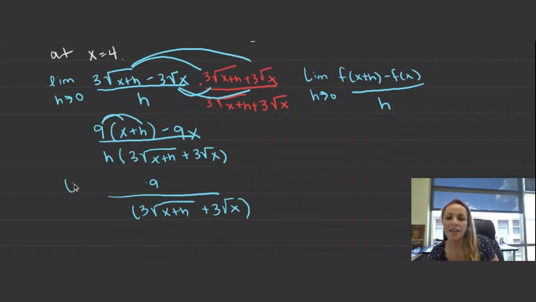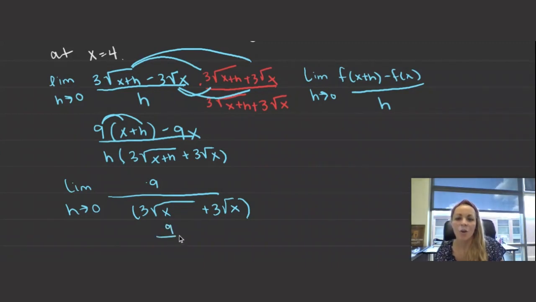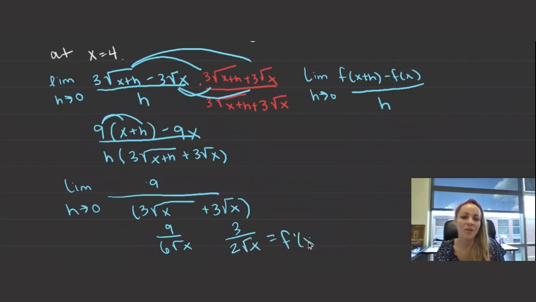Now I can apply the limit as h approaches 0 because I've dealt with all the algebra. So I am going to plug in a 0 right here. Let's go ahead and erase that as well. And so now I have 9 over 3 square roots of x plus 3 square roots of x, which is 6 square roots of x. And this simplifies to 3 over 2 square roots of x. This right here is the derivative. This is the slope function. We've just finished part 1.